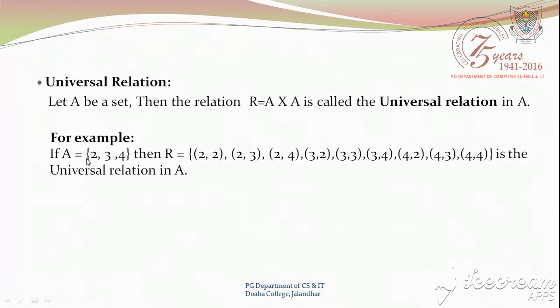Consider an example. If A is a set containing 3 elements 2, 3 and 4, then we write the Cartesian product A to A that will have 9 elements, and if we consider the relation that contains all 9 elements, that relation is called the universal relation in A.